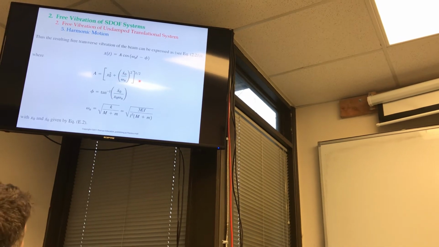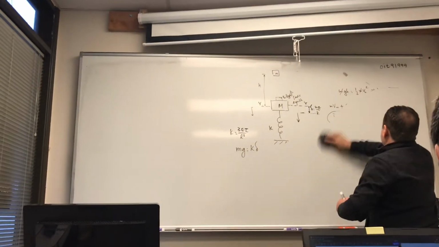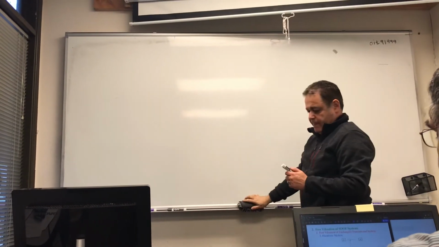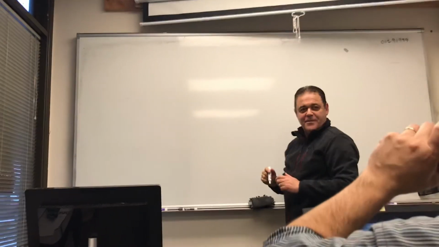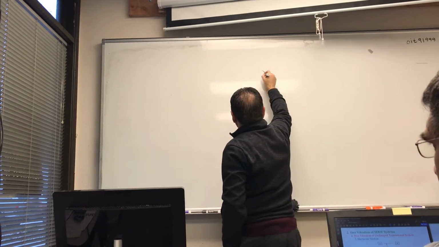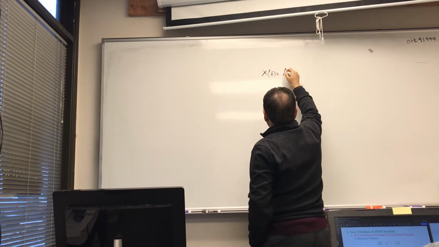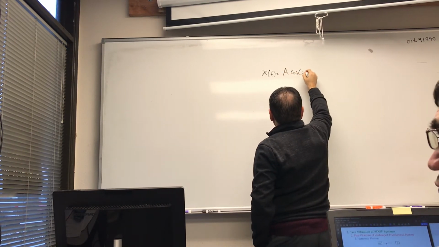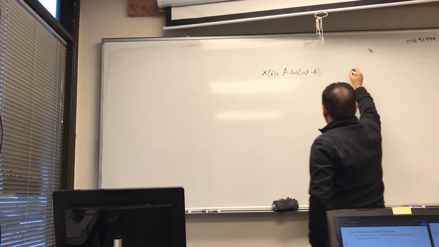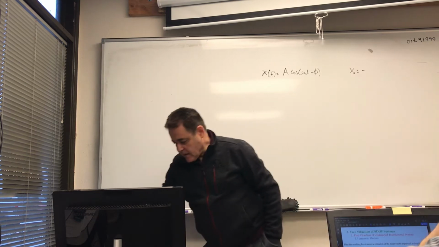I'm glad you asked that. Can I erase this? We said that x of t is equal to A cos omega n t minus phi, okay? But what we determined before is that x naught is equal to minus, let me go to the previous slide.